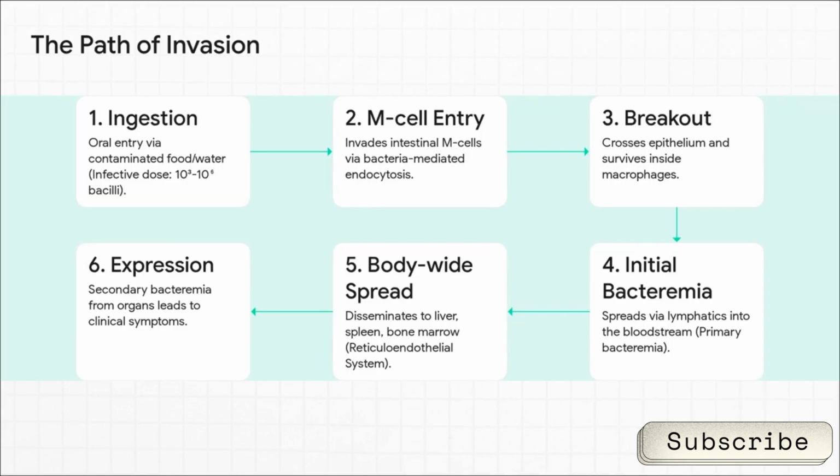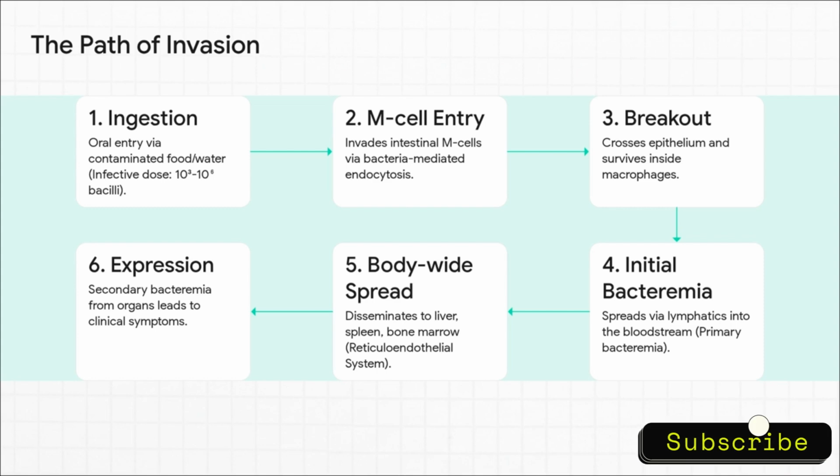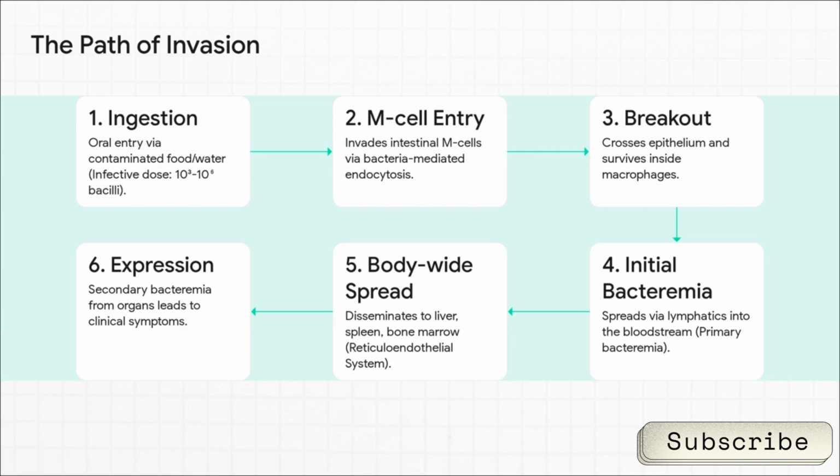Let's trace the path of invasion with our mnemonic IMBIB. It all starts with I for ingestion. From there, it gets into the gut and invades the M cells. Then it breaks out into the body and does something really clever. It hides inside our own macrophages. This leads to an initial, kind of quiet, bacteremia.